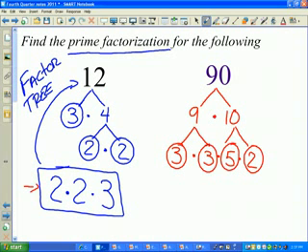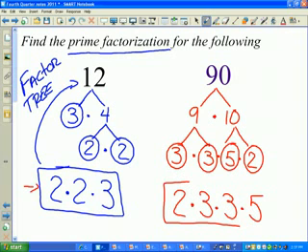So if I want to arrange this in numerical order, starting from least to greatest, I can go 2 times 3 times 3 times 5. So this is the prime factorization of my original number, which was 90. So check it. 2 times 3 is 6. 6 times 3 is 18. 18 times 5 is 90. All right? So that's what we're doing with prime factorization.